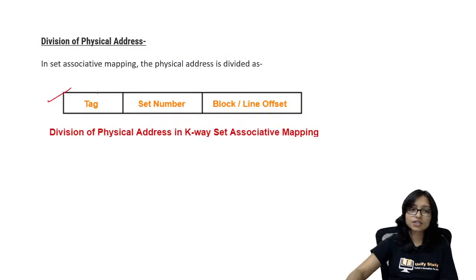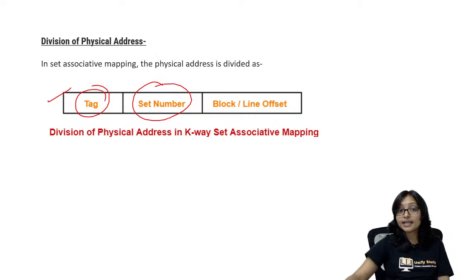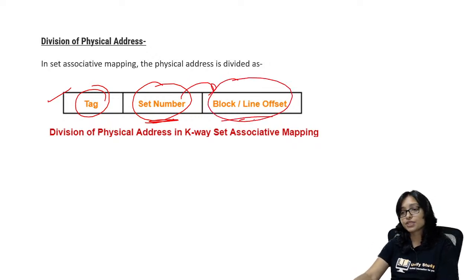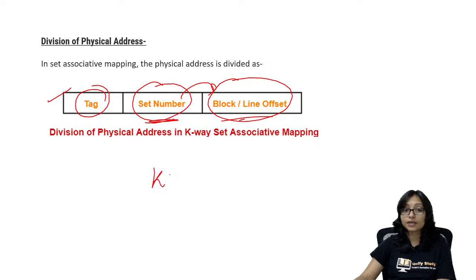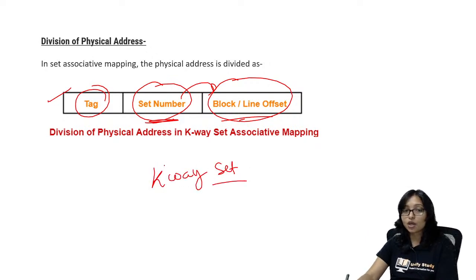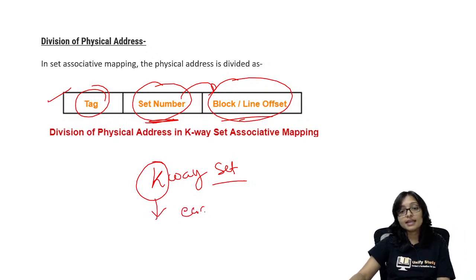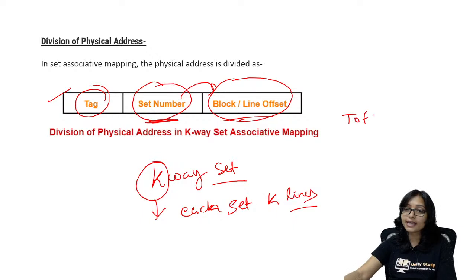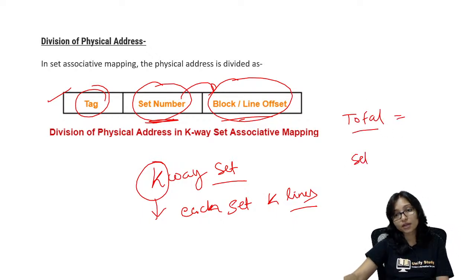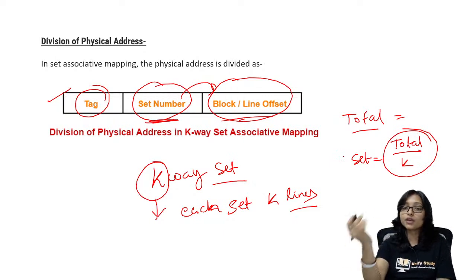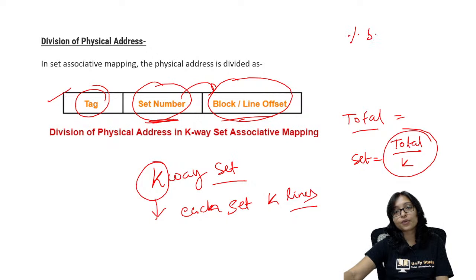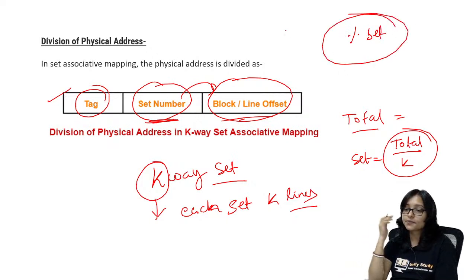Next one is, this is the structure. Here it will be the tag number, set number. Instead of line number, here we have the set number, and then the block and line offset. In the question, the set or the total number will be given. It is a k-way set associative mapping. From the k, you have to understand that in each set there will be k lines, right? And the total lines will be given. From the total lines, you have to calculate the set, that is total divided by k. In this way you can calculate the set, then do the mod operation with the set. That's easy, right?